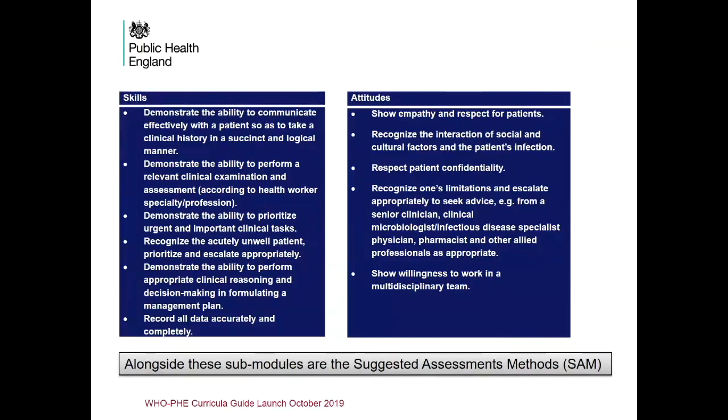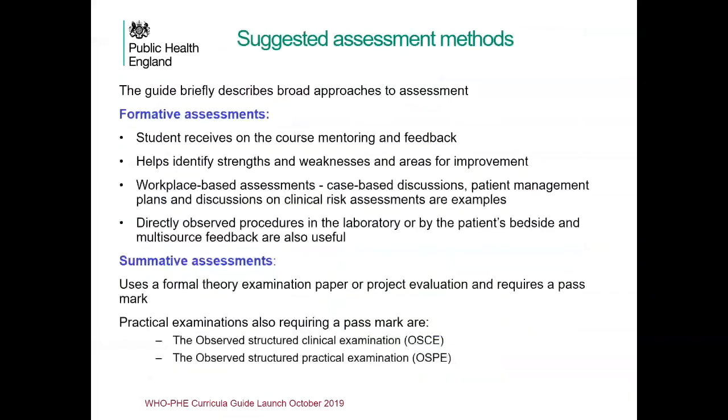Alongside these, we have also described certain assessment methods. Now, the guide only briefly describes assessment methods. And as we all know, assessment methods are of two types. There are formative assessments and summative assessments. Formative assessments are what students receive during the course from their educational supervisors and their teachers. It's mentoring and constant feedback. It helps identify strengths and weaknesses and areas for improvement. These may include workplace-based assessments, case-based discussions, management plans, discussions on clinical risk assessments, and examples. There is a group of assessments called directly observed procedures, or DOPs as we call them, where a student performs a procedure either in the laboratory or at the patient's bedside and is assessed.